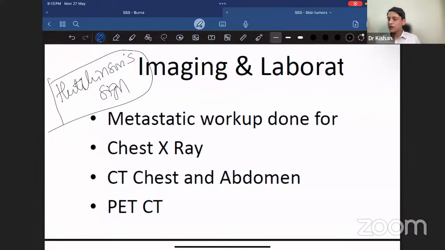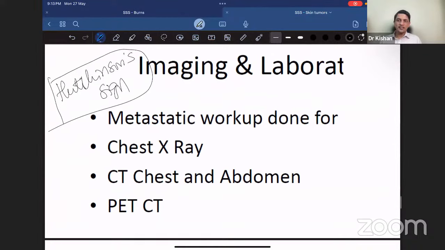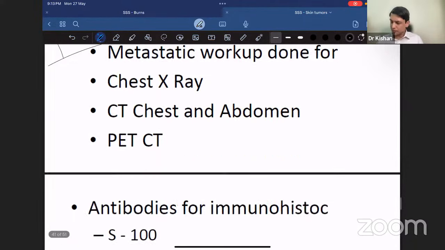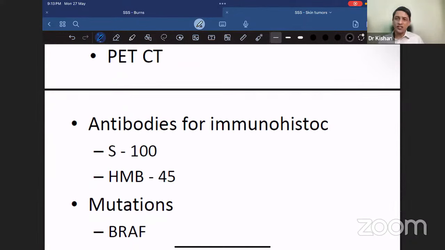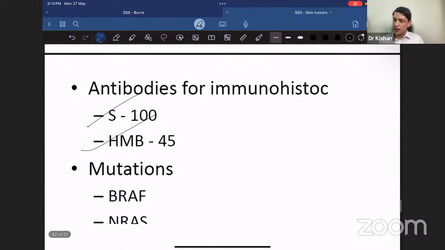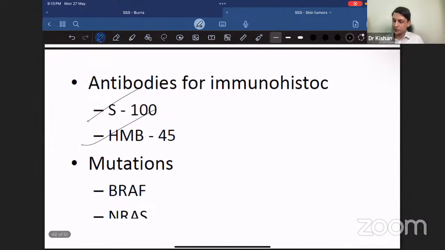What are the laboratory or imaging tests you utilize for malignant melanoma? Chest X-ray you can get, because it spreads like anything. Malignant melanoma spreads to the lungs, giving that cannonball appearance, and to the liver, with huge hepatomegaly. PET-CT you can get done. Metastatic workup is only for T3 and onwards. Antibodies you can look for are S100 and HMB45. Particular mutations you can look for are BRAF and NRAS mutations.